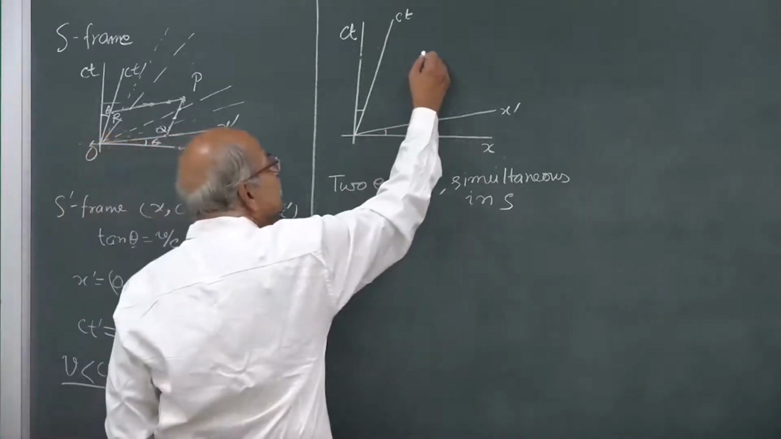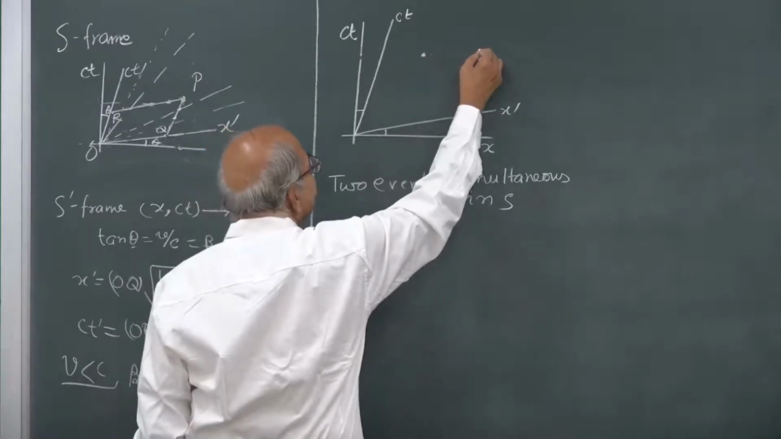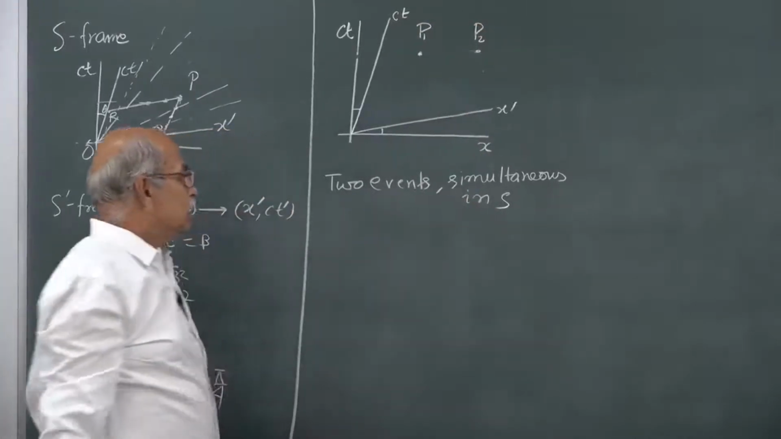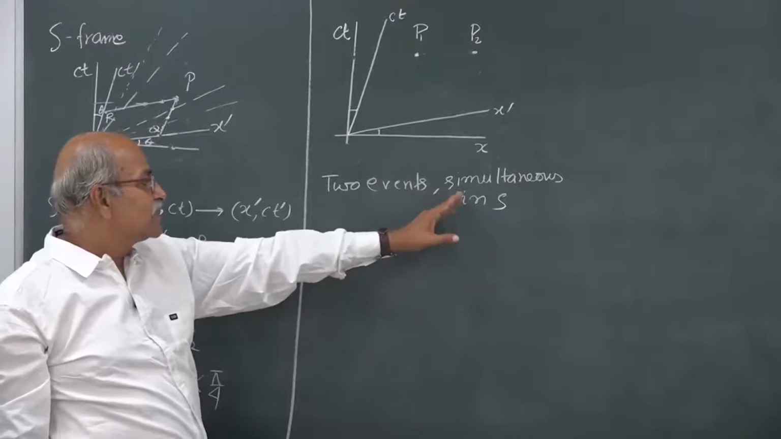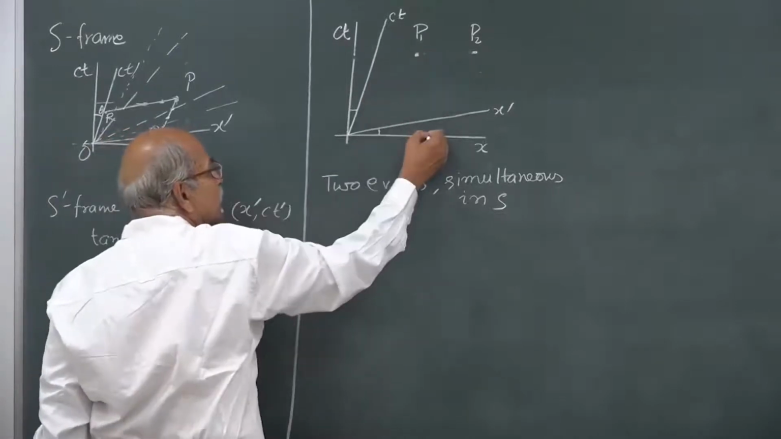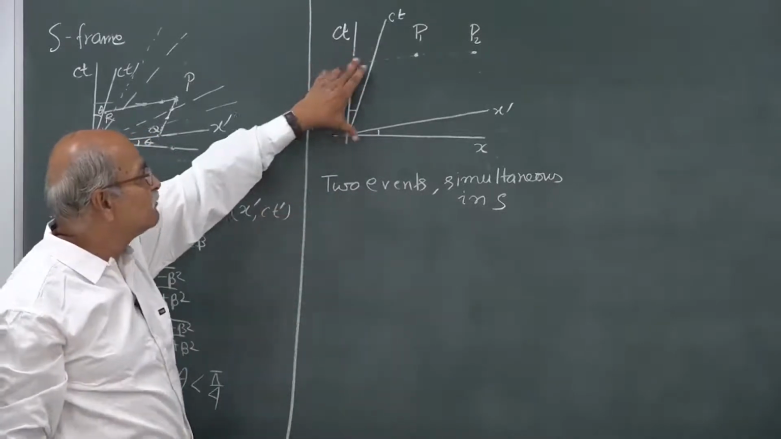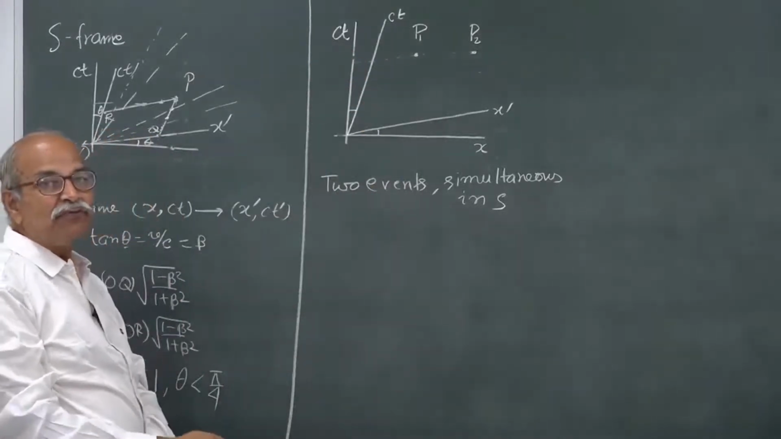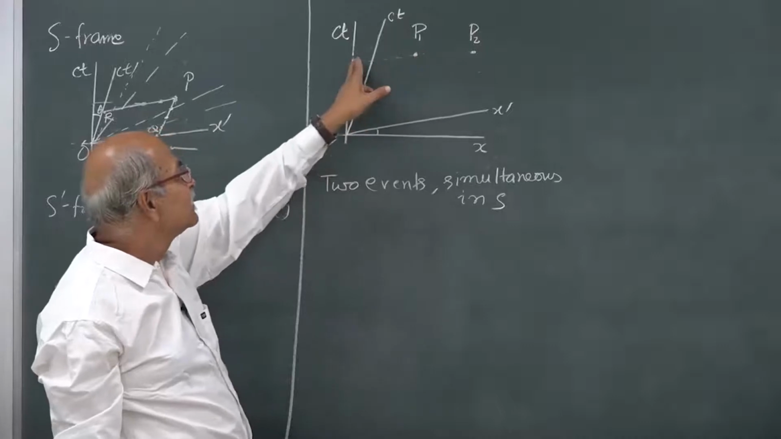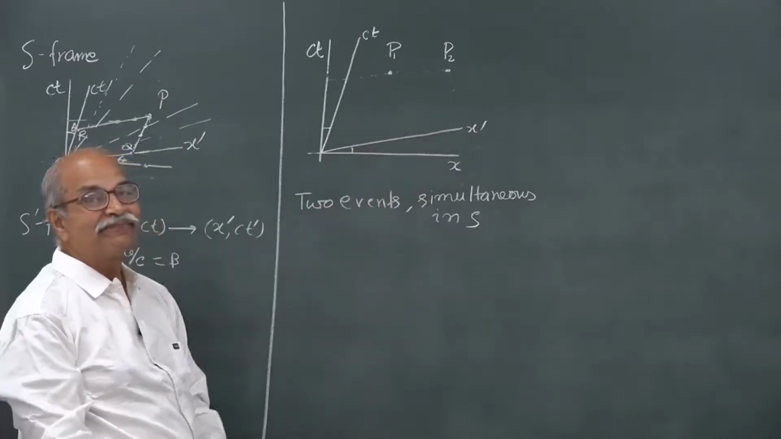So, if one event is represented by this point, another event is represented by a point like this. This is P1 and this is P2. So, in S frame, how do I get t? You just draw a line parallel to x axis, and then it meets here. So, this is the time of event P1. And what is the time of P2? Once again from P2 you draw a line parallel to x axis, it is the same line, it will cut at the same point. So, same t. So, they are simultaneous in S frame.